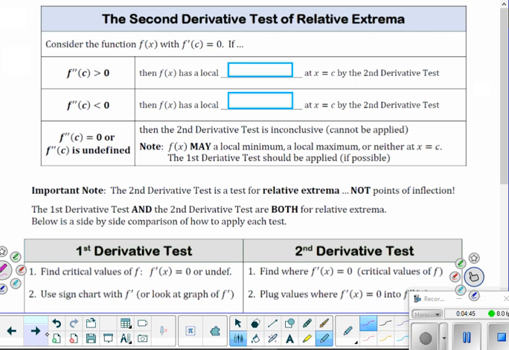The second derivative test, just to reiterate and summarize here, we know that if the second derivative is positive on that critical point, then we have a local min. If the second derivative is negative, we have a relative max.